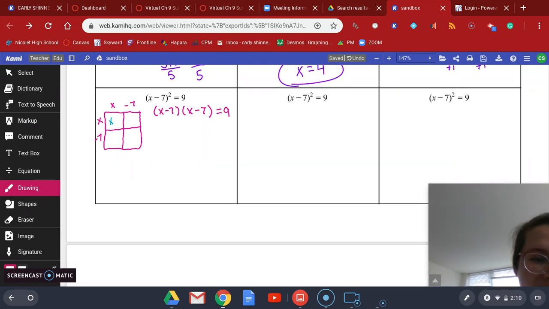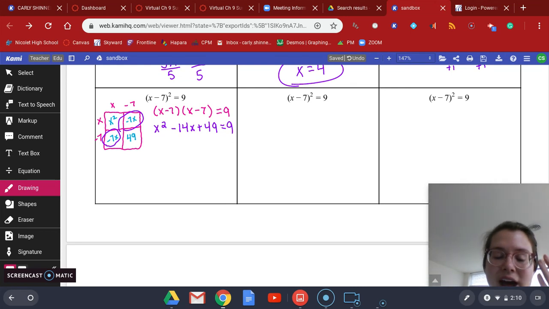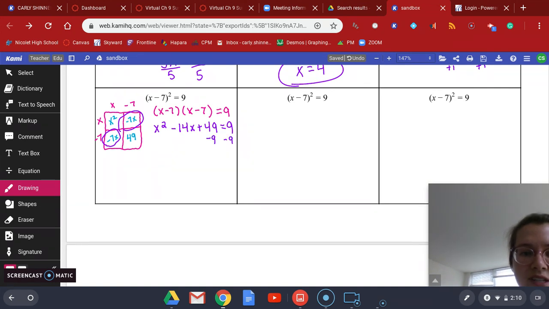X times x is x squared. X times negative 7 is negative 7x. And negative 7 times negative 7 is 49. Which of these are like terms? The negative 7s. So I get x squared minus 14x plus 49 equals 9. Well, now this just turned into a quadratic problem that we've been doing, right? So we need to set this equal to 0 because it's a quadratic.